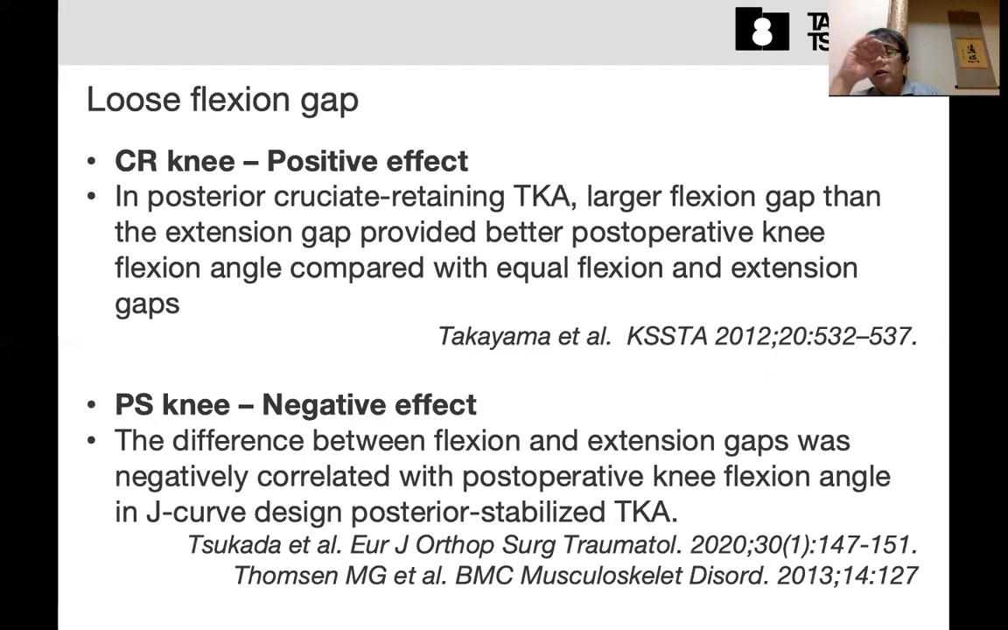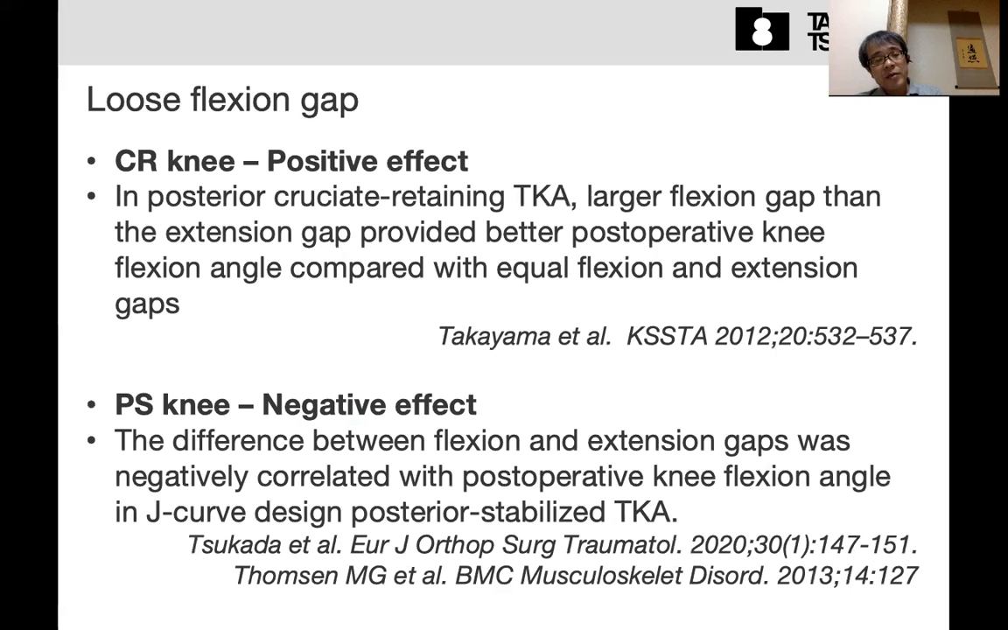So how to achieve this? One way is to get a steeper posterior slope or select a smaller size of the femoral component. That can act as a positive vector. But again, if we choose the smaller component, the PCO, posterior condylar offset, can be shortened. That can act as a negative effect regarding deeper flexion.